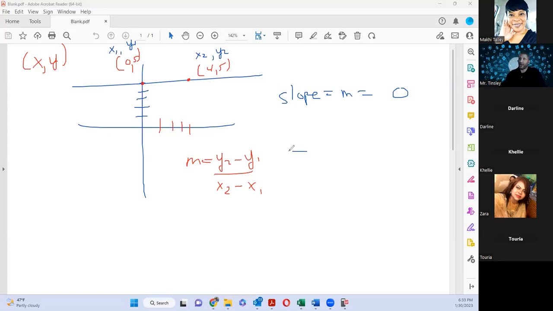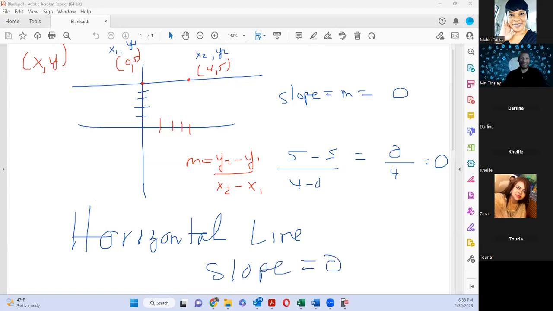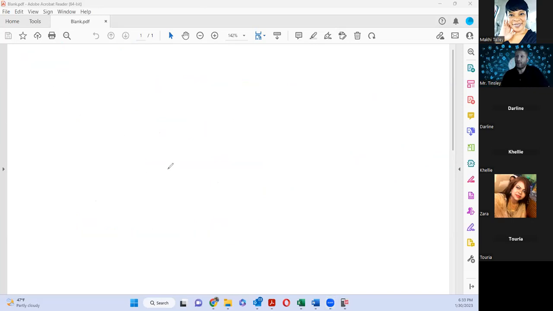So watch this. y2, 5 minus 5 over 4 minus 0. 5 minus 5 is 0. 4 minus 0 is 4. 0 over anything is equal to what? 0. That's why the slope of any horizontal line is equal to 0. Gotta know that. Now, let me show you the other version of that.